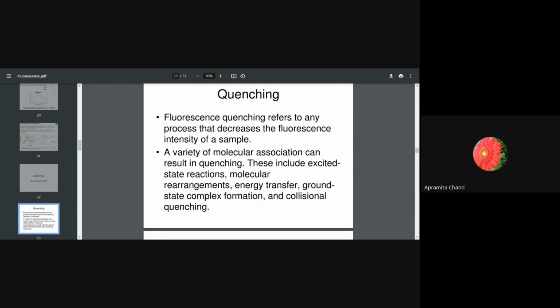These include excited state reactions, molecular rearrangements, energy transfer, ground state complex formation, and collisional quenching. So many kinds of reactions can lead to quenching.